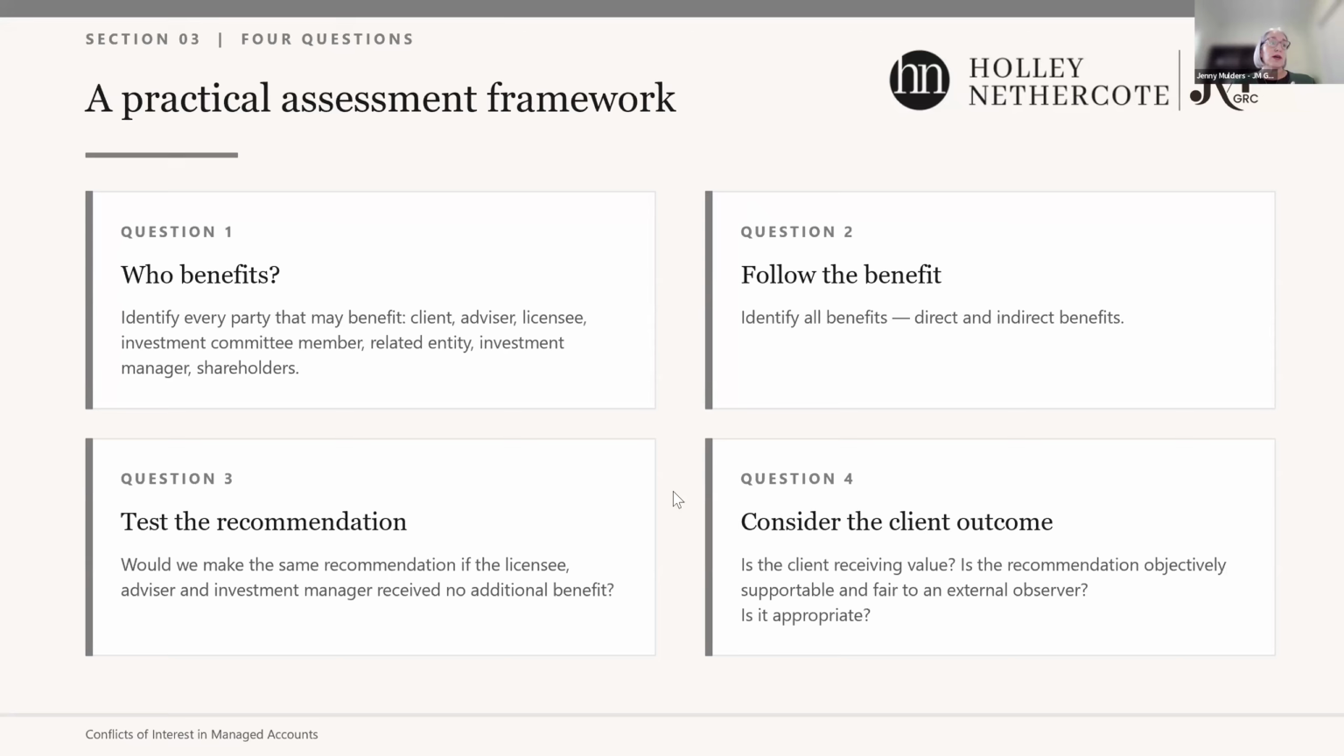Testing it: would you make the same recommendation if the licensee, advisor and investment manager received no additional benefit? This comes down to benchmarking and looking at your value proposition versus others, and is that reasonable? If there's pricing parity across different products, would you still recommend that product or that service or that structure? And ultimately, and we've talked about this already, is the client receiving value? Is the client happy to pay for that service? Do they see value in that service? And are they getting what they are walking in the door to pay for?